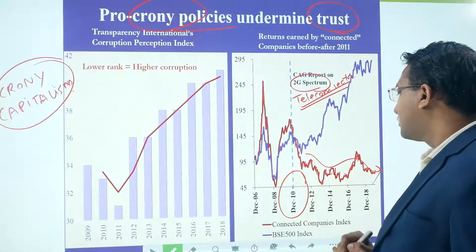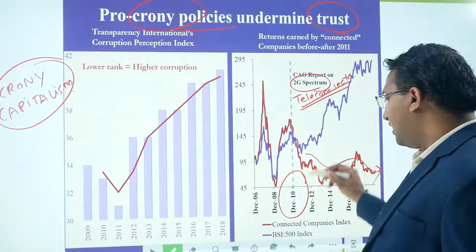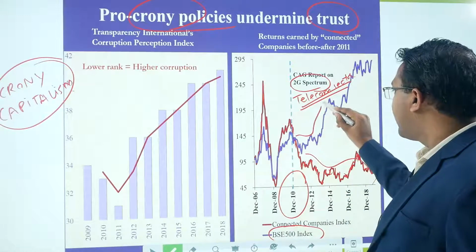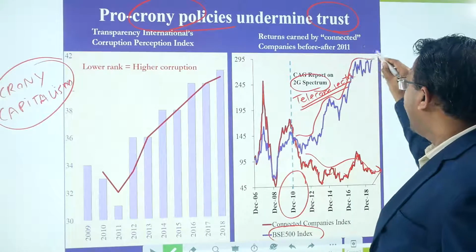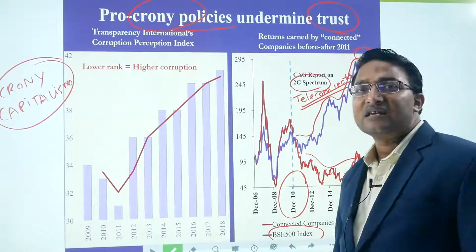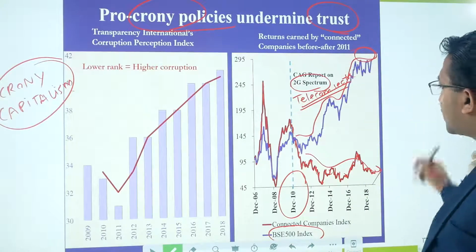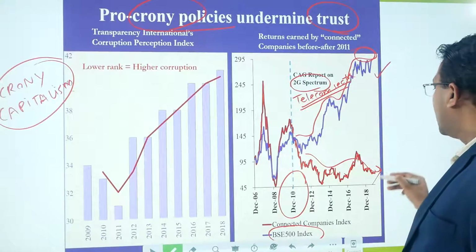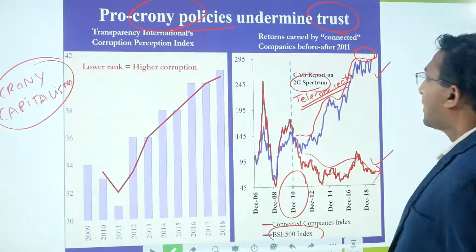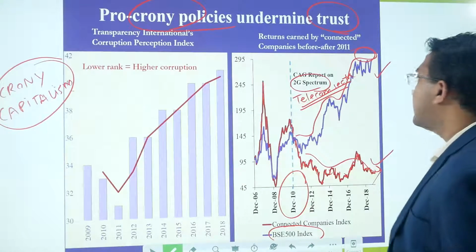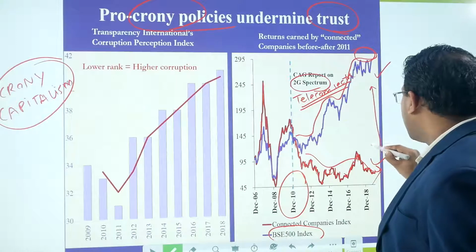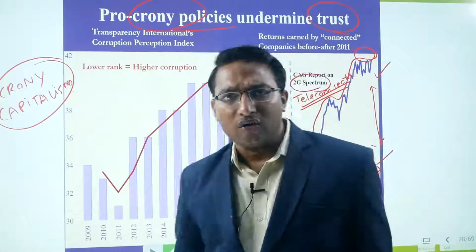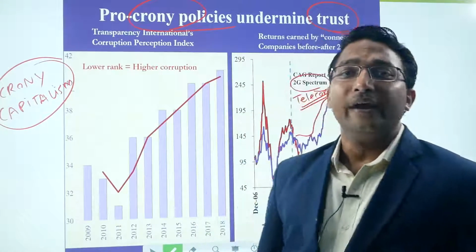And after 2010 only, in general, the value of the BSE 500 index has been increasing and has even reached its peak. So this contrast, that on the one hand there is an overall increase in the share market, and on the other hand an overall decrease in the companies which are connected with the pro-crony policies, this gap represents the adverse impact of crony capitalism on the selected number of companies in the long run. So this is because of the break of trust.